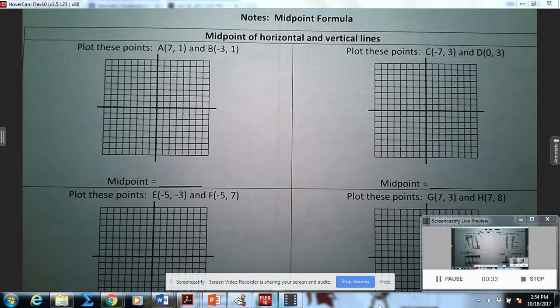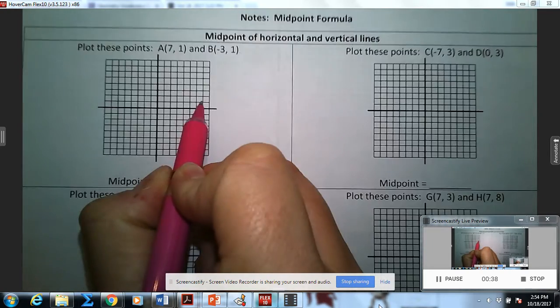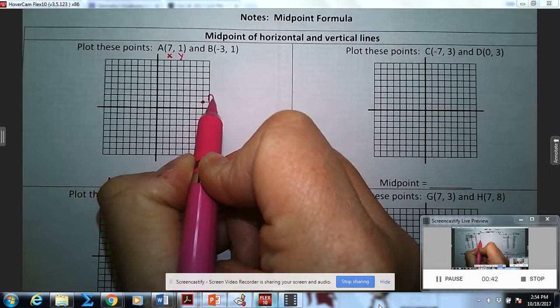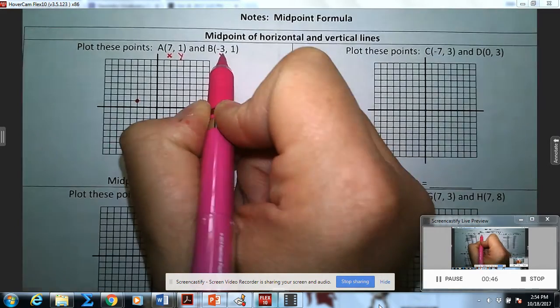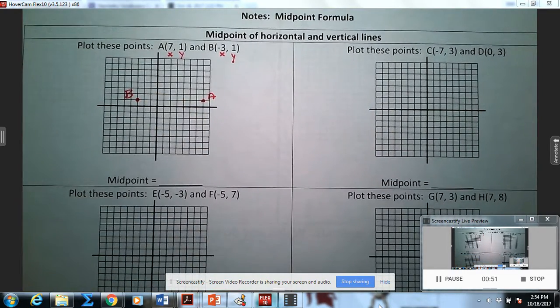Step 1 for all 4 of these problems is to plot the point. So let's plot point A at 7, 1. Remember that's an x value of 7 and a y value of 1. And point B at -3, 1, an x value of -3, a y value of 1. Now we're not trying to find the distance between the 2 points, we're trying to find the midpoint, which is the middle point, the point right in the middle.